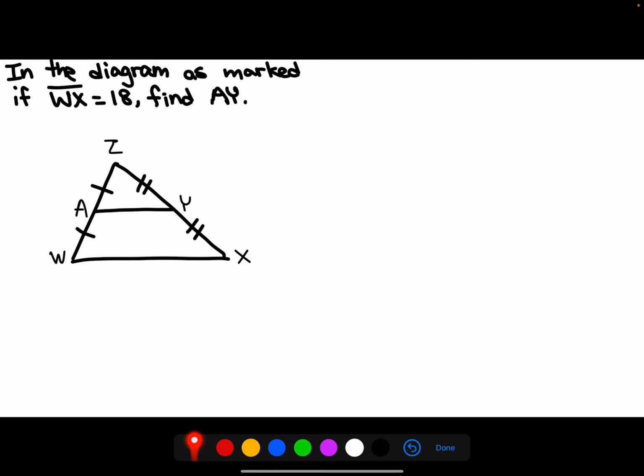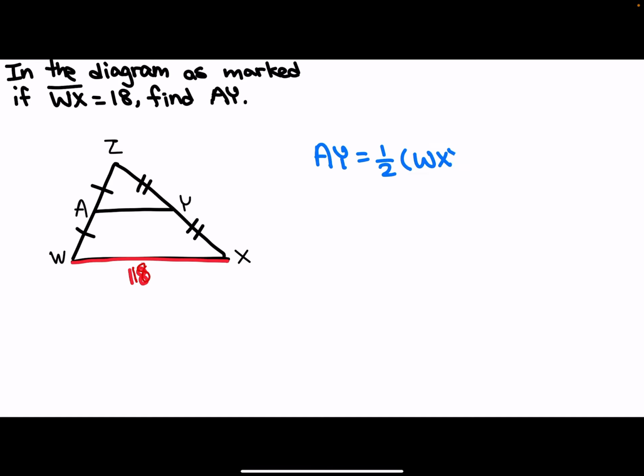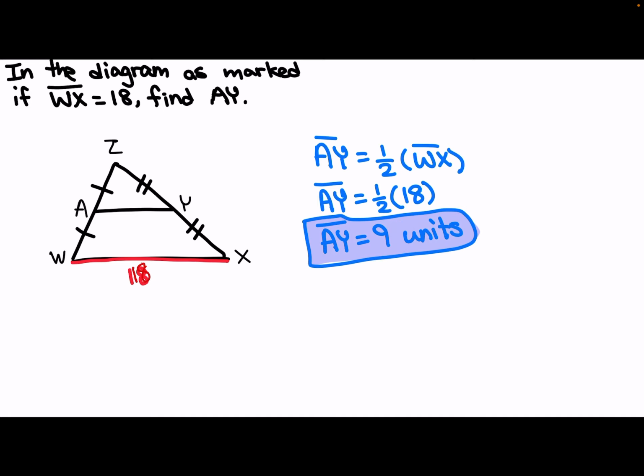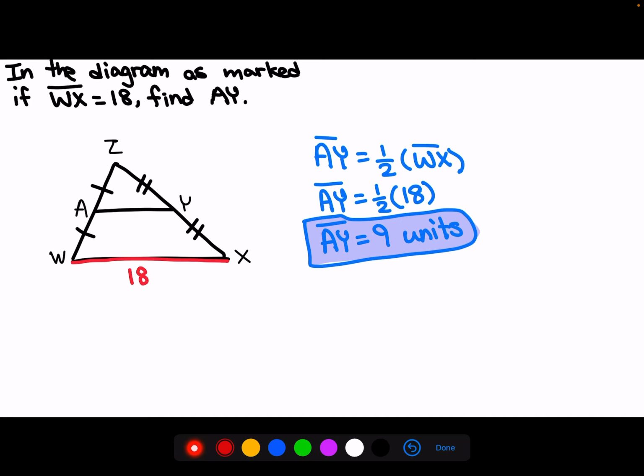Our last problem of the day, and the diagram is marked. If WX is equal to 18, find AY. So looking at this, A and Y are both midpoints, and we can see that because they're splitting the segments in two. So therefore, if WX is equal to 18, that means that AY should be half of it, because AY is the midline. So therefore, AY is equal to 1/2 of WX, AY is equal to 1/2 of 18, AY is equal to 9 units.